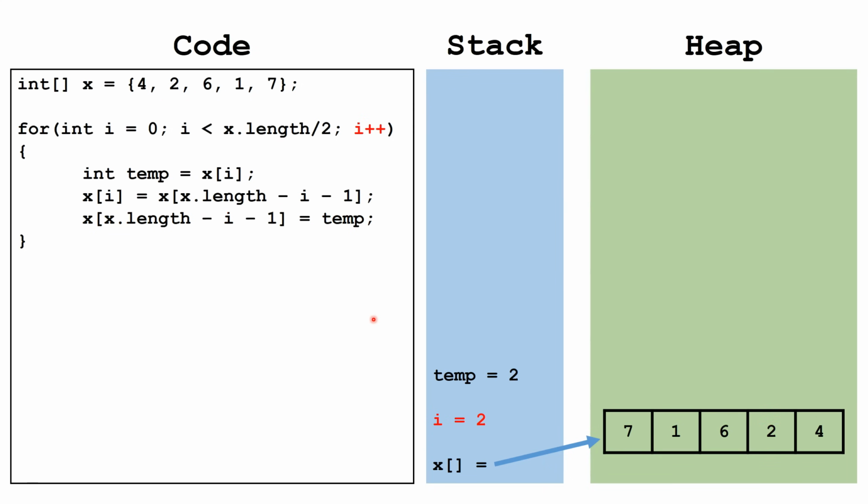At the end of the loop, we again increment i to be 2. We check, is 2 still less than 2? This is no longer true, so we terminate the loop and continue on with any code afterwards.